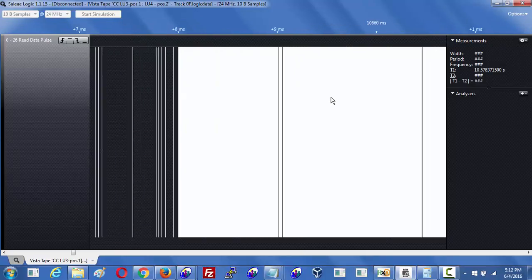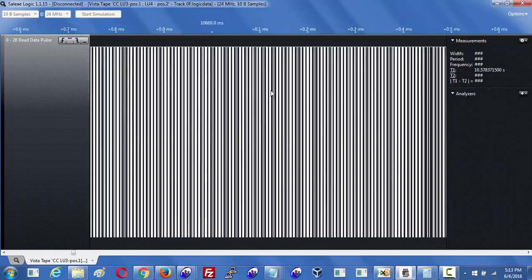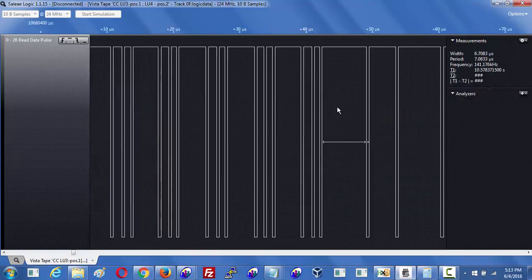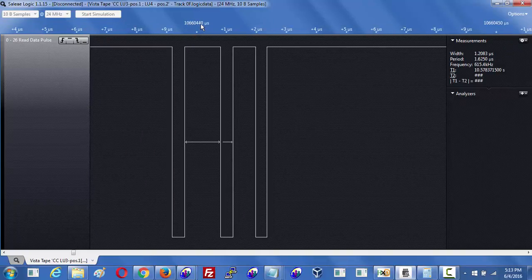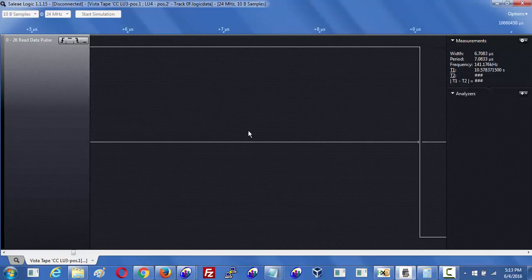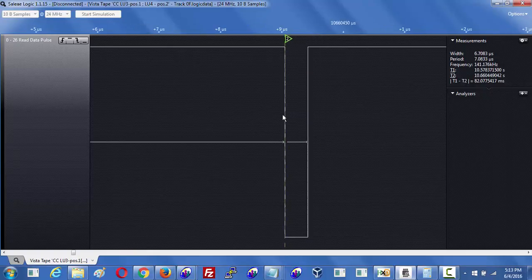I know what's going on. It's right here. 10.66. Might be that. Is that it? Yes. 10.66044. 10.660449, which is right here. 10.660449. Okay, so right there is where it ends this block.